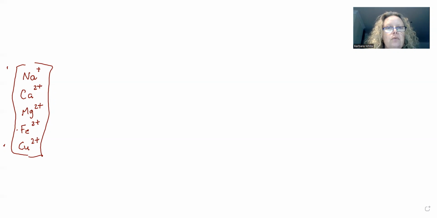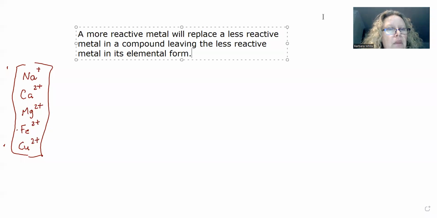So let me just write some notes for that. What I'm saying is that a more reactive metal will replace a less reactive metal in a compound, leaving the less reactive metal in its elemental form. So we'll get iron as an element, which is what we want, because we don't want to be posting heaps of rocks away on ships. We just want the iron, right? And this type of reaction is what Western Australia is built on. So it's kind of nice to know where all our money comes from.